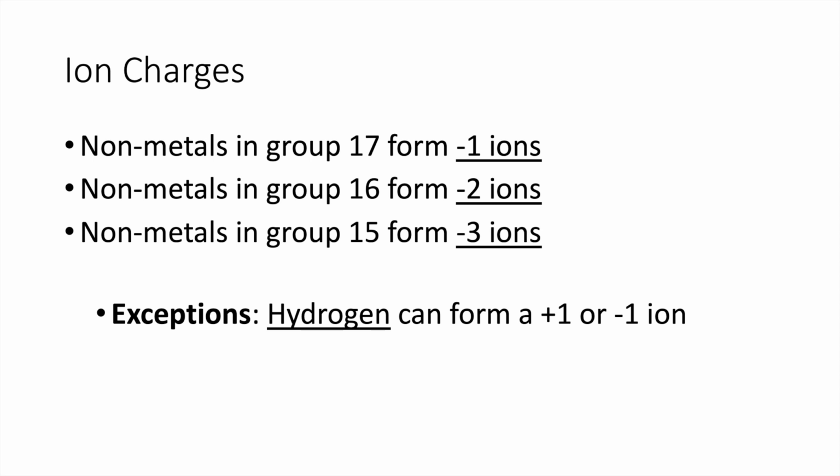The one exception to all this is hydrogen. Hydrogen's kind of a goofy little atom because it can form either a positive 1 or a negative 1 ion. And you're going to be able to tell which one it's forming based on where hydrogen is in the chemical formula. Because when you're writing a name or a formula, we always put the positive ion first, and then we put the negative ion second. So if hydrogen is at the beginning of a compound, it's a +1. But if hydrogen is at the end of the compound, it'll be a -1.